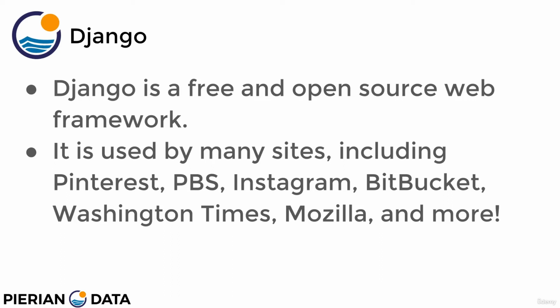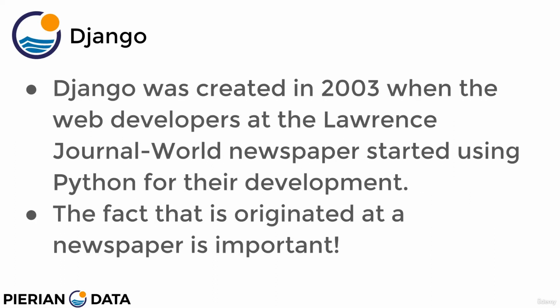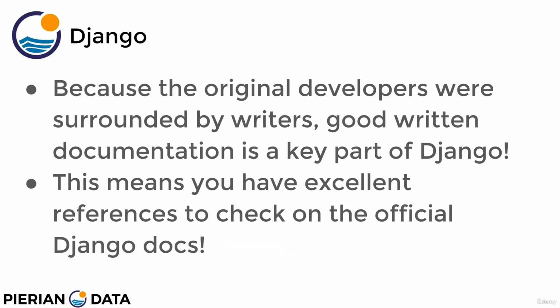You can check out the official Django website for a whole list of example websites that operate using Django's web framework. Django was created in 2003 when the web developers at the Lawrence Journal World newspaper started using Python for their development. And the fact that it originated at a newspaper is actually really important to the culture that surrounds Django. Because the original developers were surrounded by those newspaper writers, good written documentation is a key part of Django.